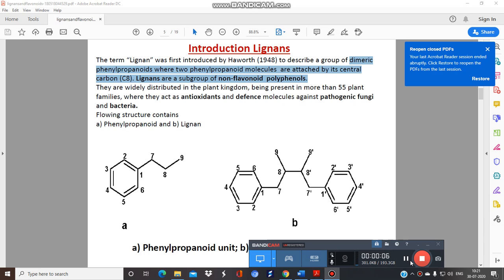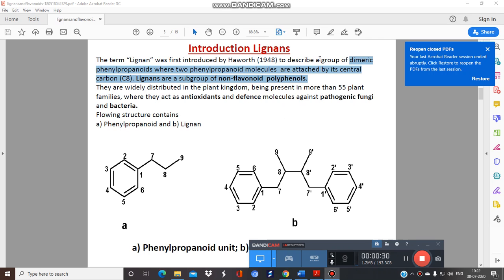So our next topic is the lignans. Basically, lignans are a group of dimeric phenyl propanoids. So first of all, one should know about the phenyl propanoid. This is the phenyl ring, this is the propane chain. So this is the phenyl propanoid nucleus.